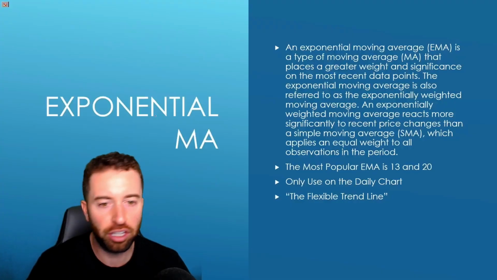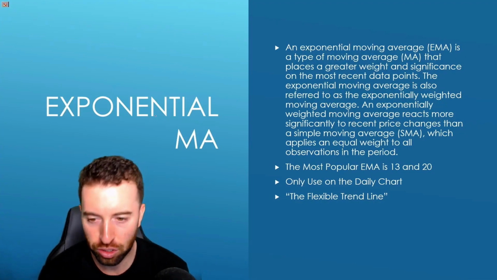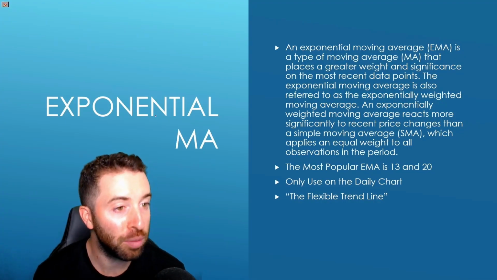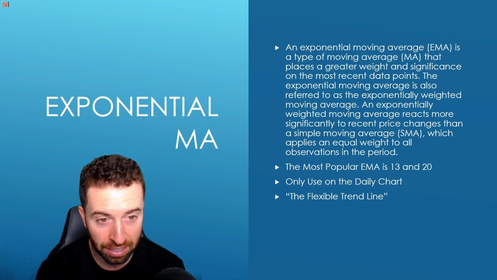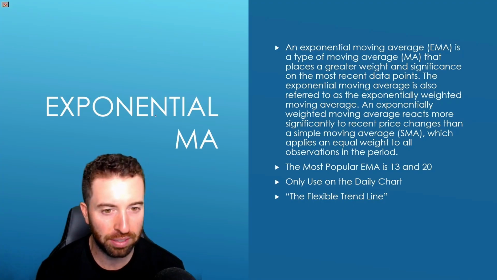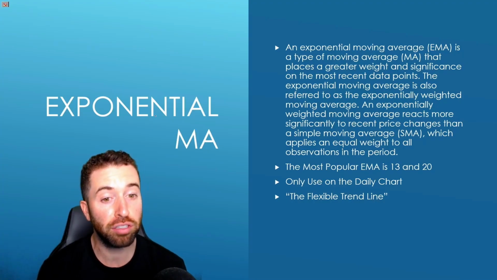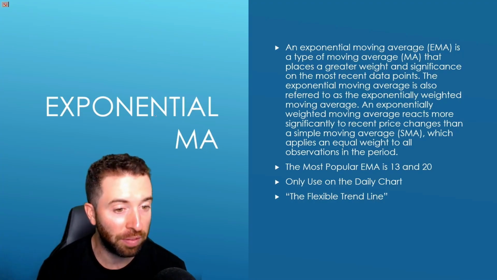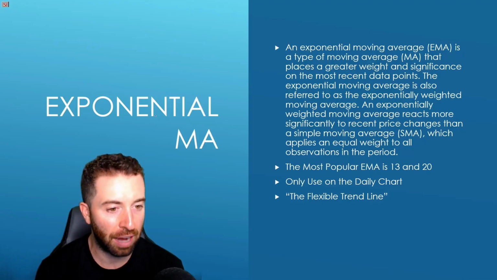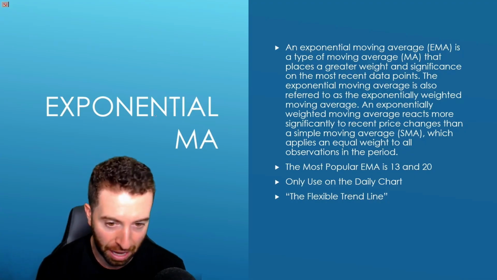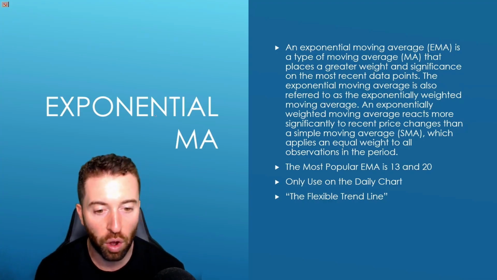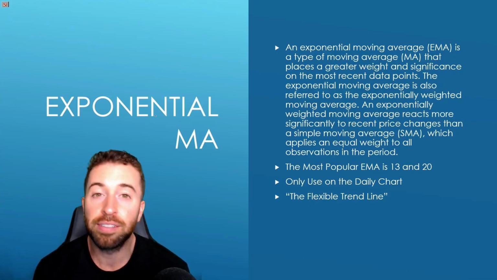What about the green line? The green line is the exponential moving average. The exponential moving average is a type of moving average that places a greater weight and significance on the most recent data points. This exponential moving average is also referred to as the exponential weighted moving average. An exponential weighted moving average reacts more significantly to recent price changes than a simple moving average, which applies an equal weight to all observations in the period. I know, sounds confusing.